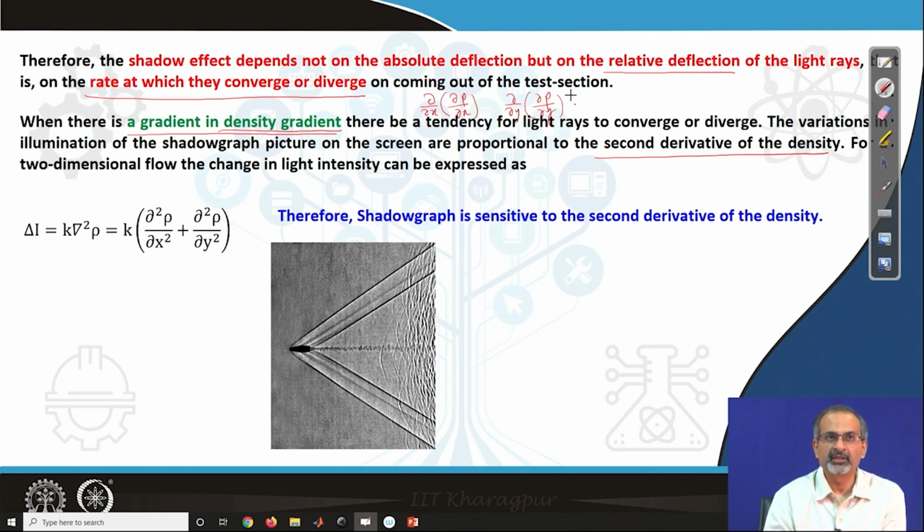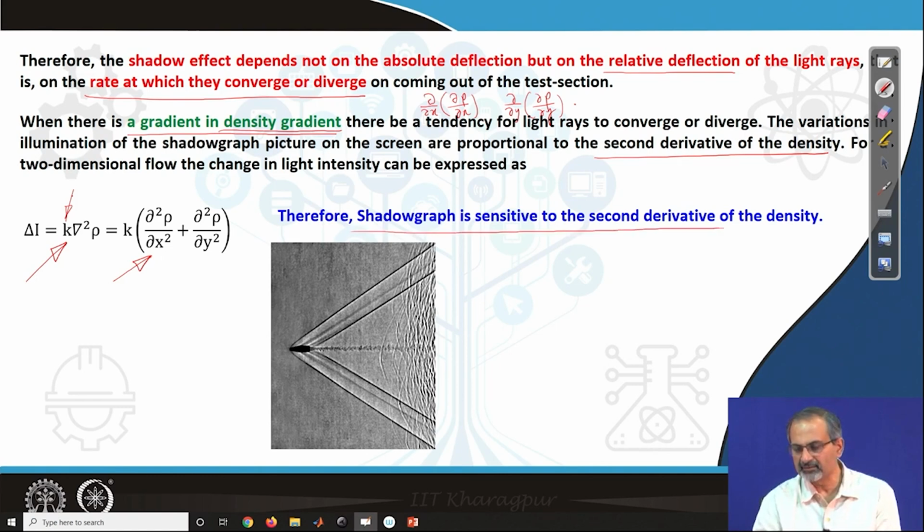So, when the flow is two-dimensional planar in the xy plane, the change in intensity from point to point can be shown to be equal to k times Laplacian of density. K is a constant, not to be confused with the Gladstone Dale constant though. And you finally can show that this is the representation, which means that shadowgraph is sensitive to second derivative of density instead of first derivative, which is true for Schlieren. This is a typical shadowgraph image of a supersonic flow past a bullet like body.